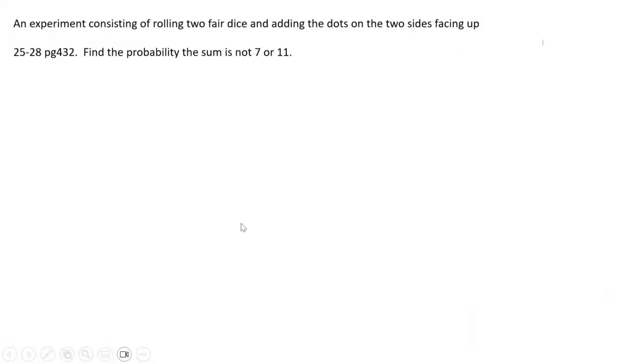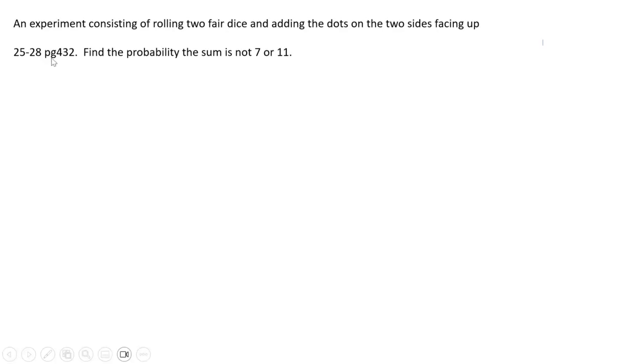Let's do 2 more examples on probabilities, but now let's do it with dice. This covers numbers 25 to 28 on page 432, but I believe the page is not correct anymore because this was from the old edition, the previous edition. I need to update this. Okay, but this is 25 to 28.